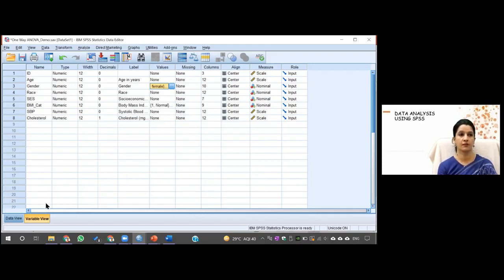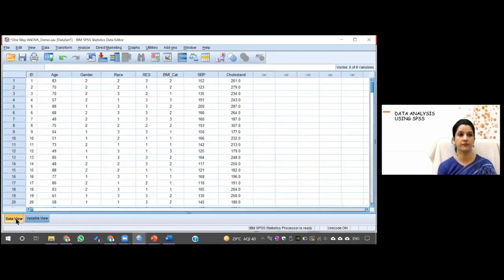So now coming to the data view. If you go to the data view, two assumptions I have checked. One assumption was the nature of the continuous data, that is, the dependent variable should be continuous, and the independent variable should be categorical with 3 or more than 3 categories.